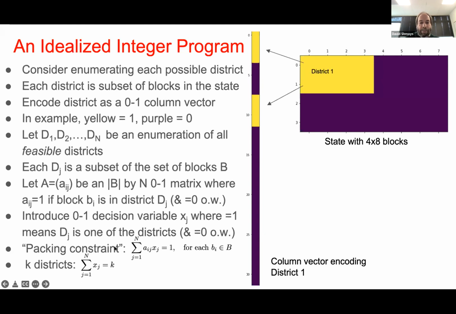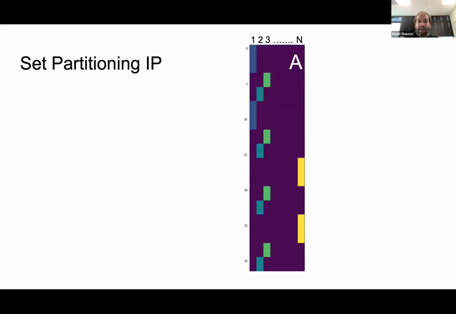So then, of course, we have a packing constraint that each block must occur in exactly one column that is being selected, must have a 1 in that, and that in total we must select exactly k districts. Of course, what makes this an idealized integer program is that enumerating the full set of districts is going to be brutally exponentially large, and that, of course, is the problem. But nonetheless, this gives rise to a natural set partitioning integer program.